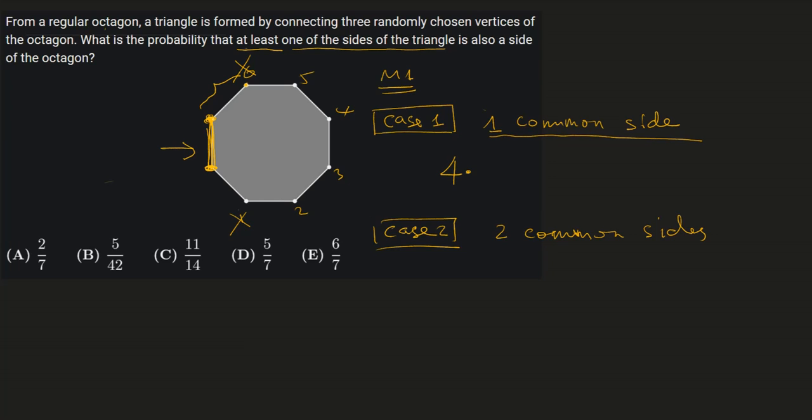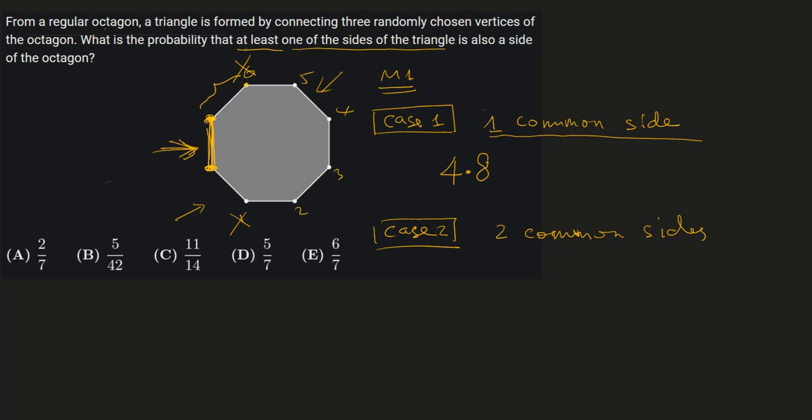This is because the starting common side was randomly picked. This side does not have to be the common side. It can be any of the 8 sides of this octagon. This can be the common side as well, and this can be the common side too. Therefore, there are 8 ways to choose this common side. So we have 4 times 8. That's the number of all possible triangles that have only one common side with the octagon.